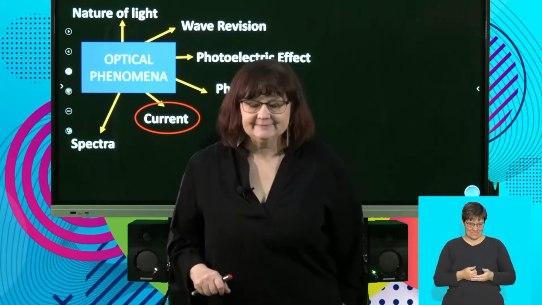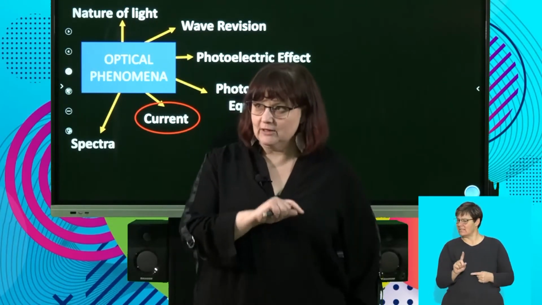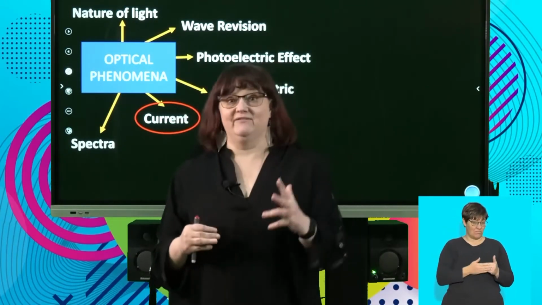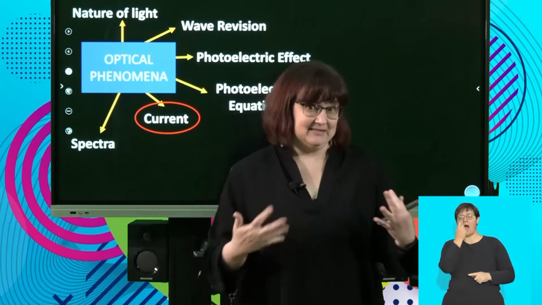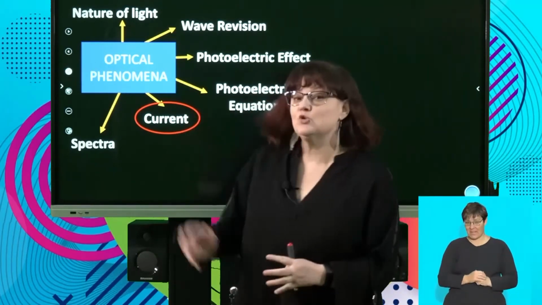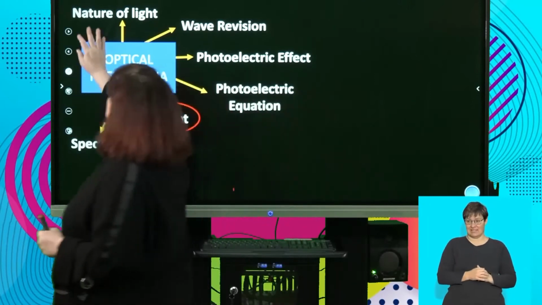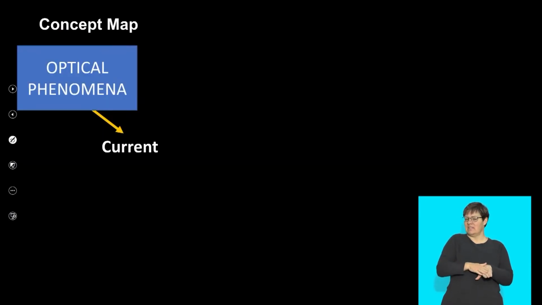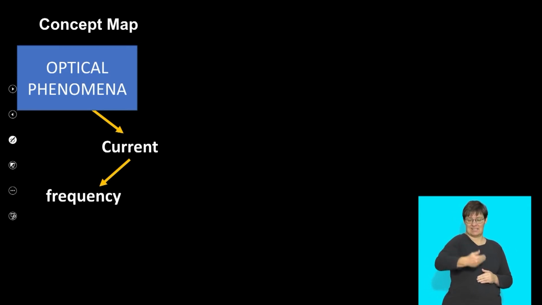Welcome back. Now we just need to do a little bit more theory, and then we're going to do an investigation, which will hopefully help this make sense to you. Okay, so we need to talk about current. When we look at the current that's produced, we have to look at the frequency of the light that's hitting the solar panel or the piece of metal.